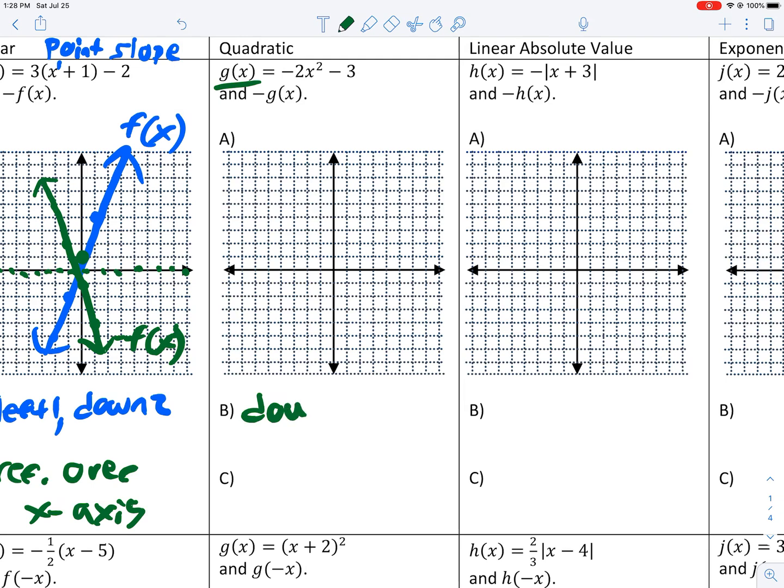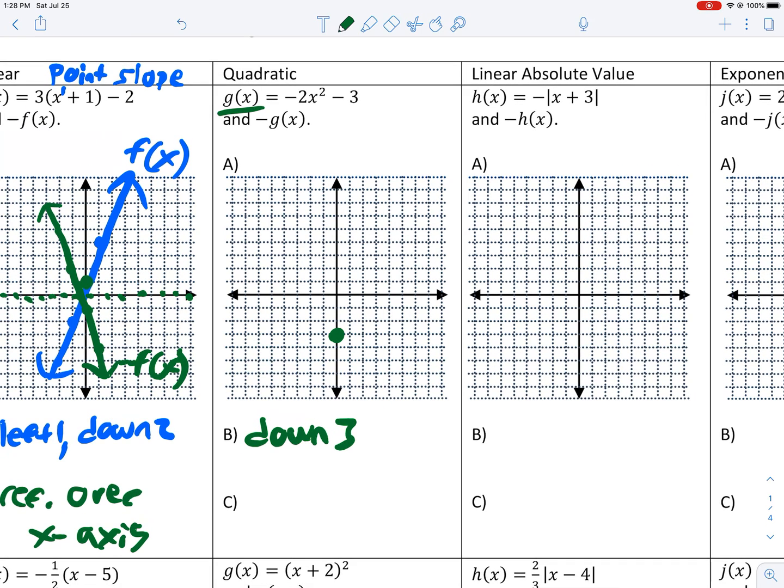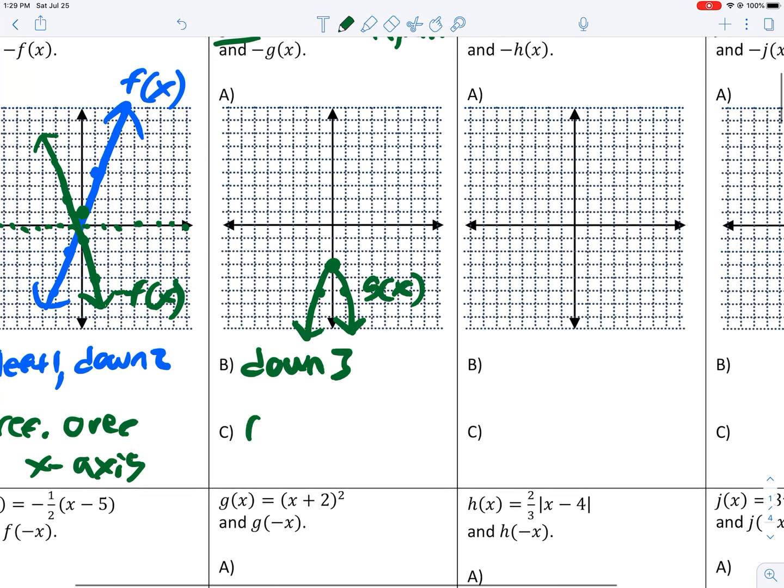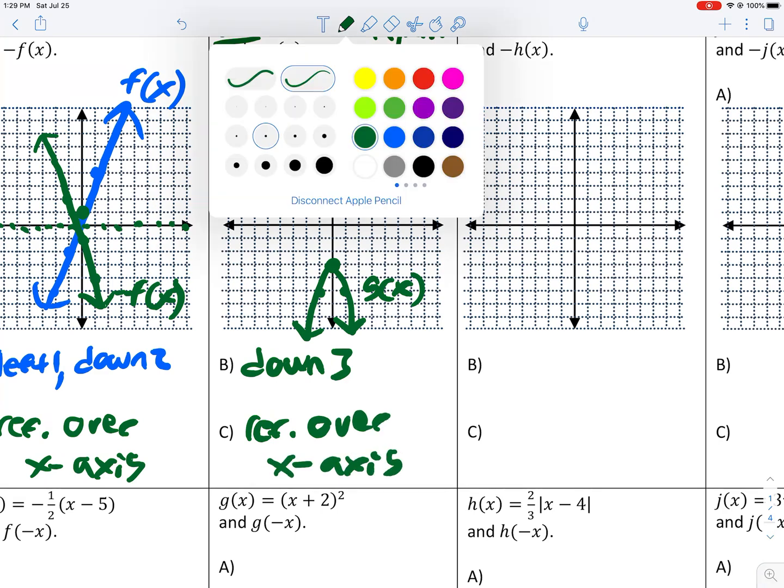So this has been shifted from the origin down 3 because of the minus 3. So 1, 2, 3. And it's a negative 2. So remember our pattern, 1a, 3a, and so forth. So a is negative 2. So I'm going to go over 1 and down 2, over 1 and down 2. So there we go. There's g of x. Minus g of x is going to be a reflection over the x-axis.